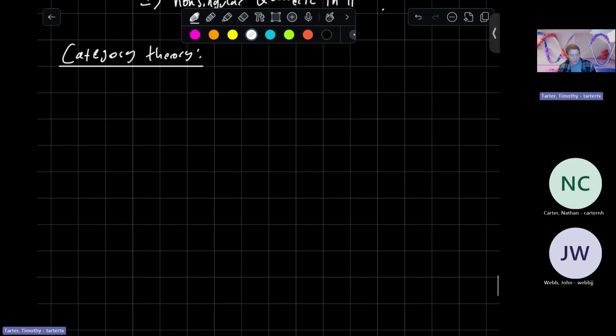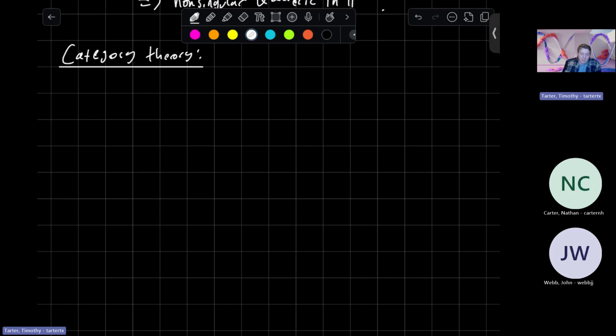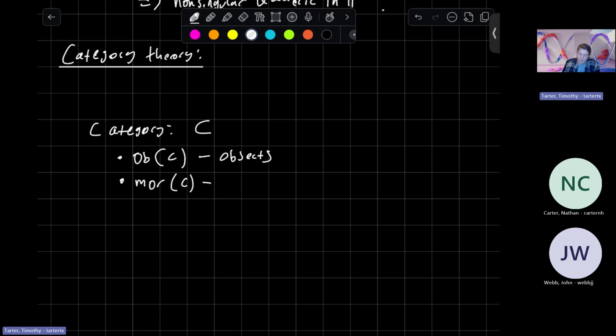So what is a category? A category is a collection of objects and maps between objects, and they have to satisfy some things. If the category is called C, then the objects are called Ob(C), and the morphisms, or maps between objects, are called Mor(C).